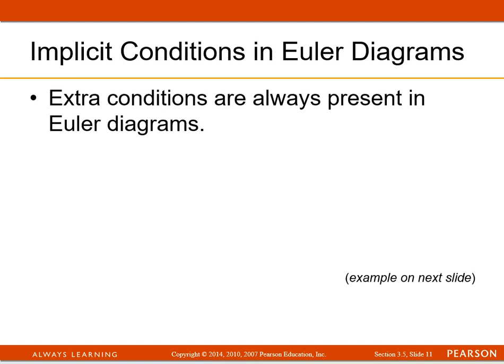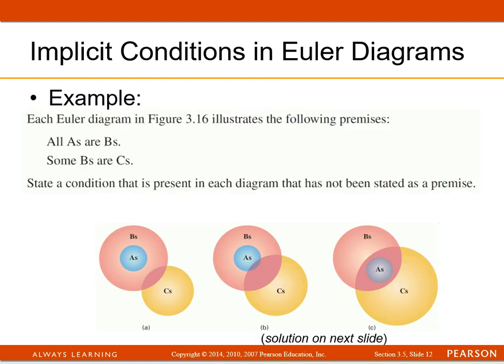Sometimes there are extra conditions that are present in the diagrams. For example, each diagram in figure 13.16, which is at the bottom here, illustrates the following premises. All A's are B's and some B's are C's. State a condition that is present in each diagram that has not been stated as a premise. This is pretty much what I just did.